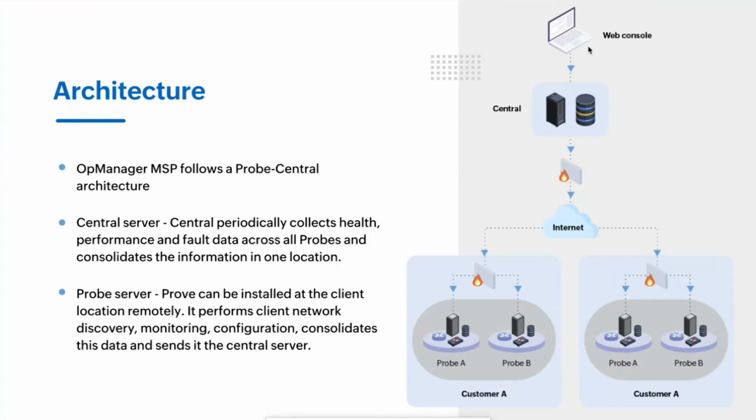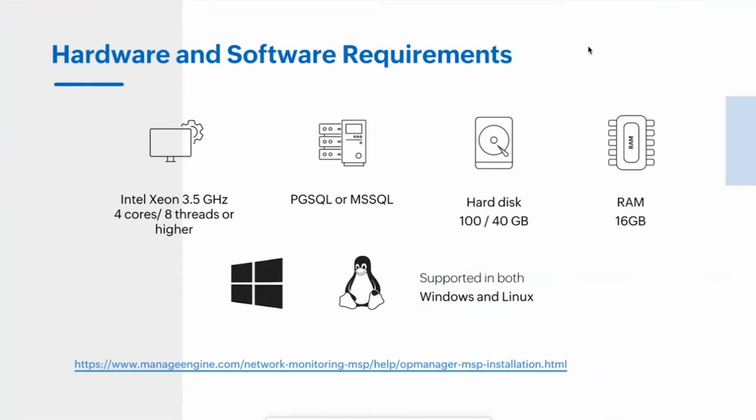Let's now move on to software and hardware requirements. We require an Intel Xeon 3.5 GHz, 4 cores or 8 threads or higher processor. OpManager MSP supports both PG-SQL and MS-SQL databases. PG-SQL comes bundled with the product, and we need a hard disk with a minimum space of 100 GB for central and a minimum of 40 GB for the probe setup, and the RAM requirement is a minimum of 16 GB. OpManager MSP can be installed on both Windows and Linux operating systems.